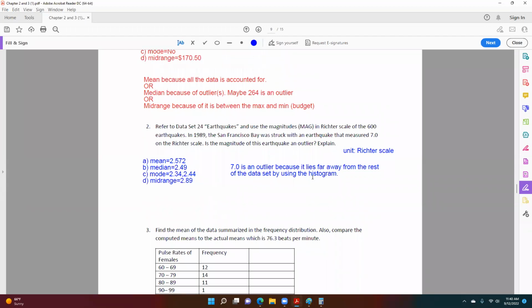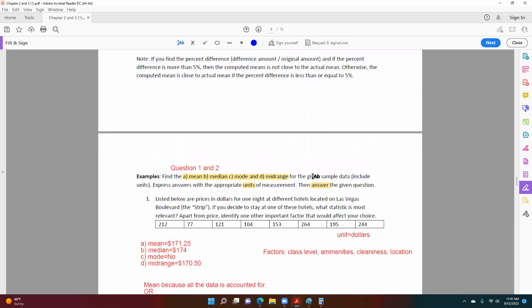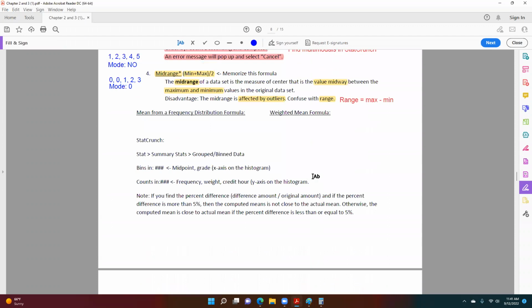Anyone have any questions for me on this question? All right, so we're going to go back to the last thing that we will learn in 3.1, which is how do you find the mean?